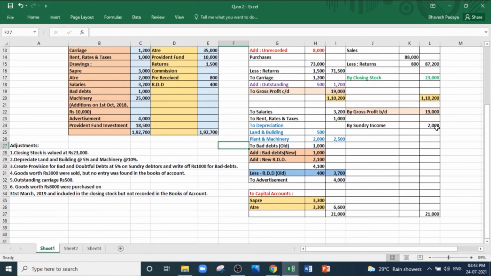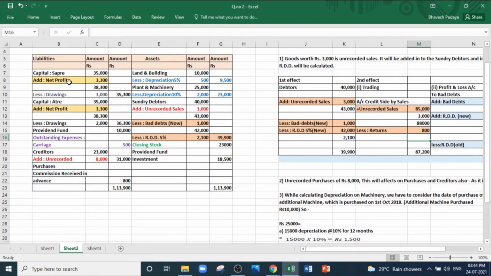Add the credit side, which will be 21,000. Add all the debit side till 4,000. Add all these amounts and subtract it from 21,000. You will get 6,600. This is the net profit which you have to carry forward to the capital accounts, Supre and Atre, in the equal ratio.